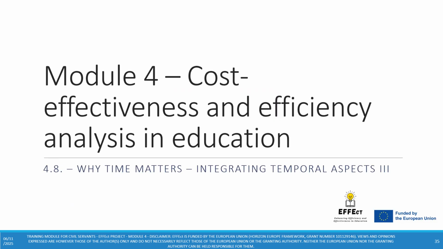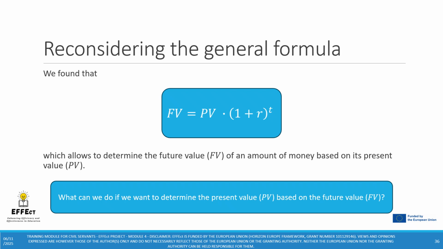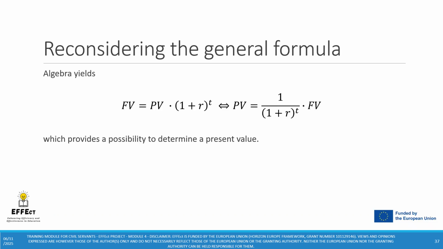Dear participants, welcome to submodule 4.8, in which we will continue to learn why time matters in cost-benefit analysis. We found that the future value equals the present value times (1 plus r) to the power of t, which allows us to determine the future value of an amount of money based on its present value. However, what can we do if we want to determine the present value based on the future value? By algebra, we get that the present value is equal to 1 over (1 plus r) to the power of t times the future value, which provides a possibility to determine a present value.